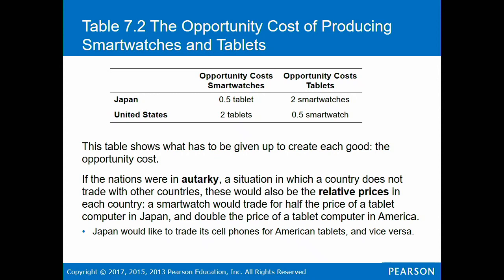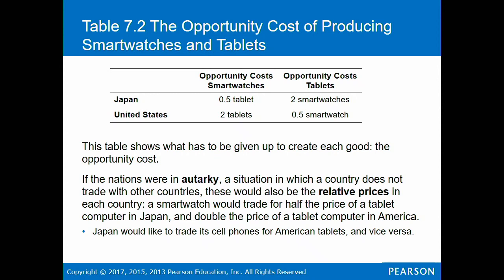So if you look at the opportunity cost for smartwatches and tablets, Japan has to give up 1/2 of a tablet to produce a smartwatch. They have to give up 2 smartwatches to produce 1 tablet. And then for the US, it's flipped. So the US, the opportunity cost of producing a smartwatch is 2 tablets, and they have to give up 0.5 smartwatches per tablet.